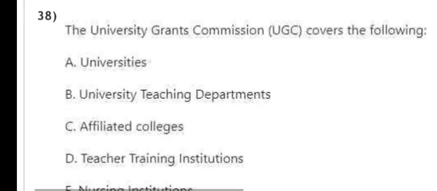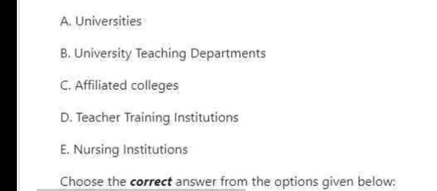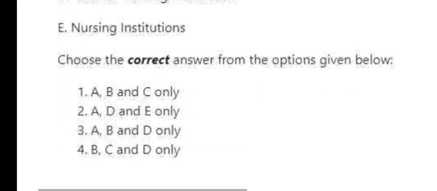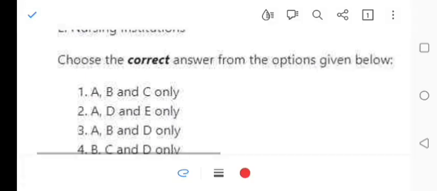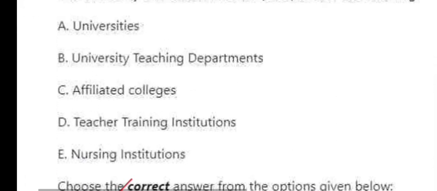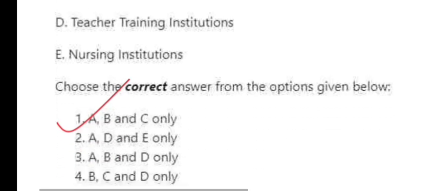Next, the University Grants Commission UGC covers the following: A, B, C, D: universities, university teaching departments, affiliated colleges, teacher training institutions, nursing institutions. Choose the correct answer. ABC, ADE, ABD, BCD. So it will be ABC. What were ABC? Universities, university teaching departments, affiliated colleges.